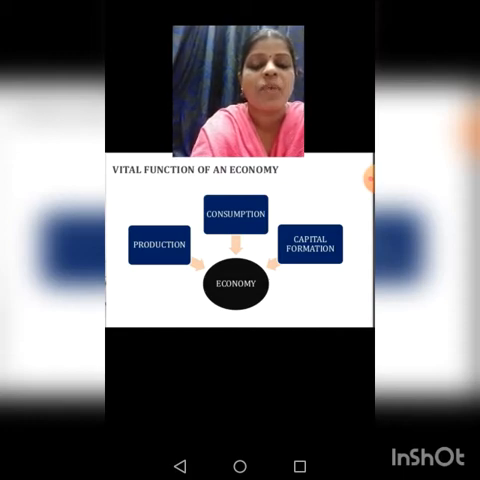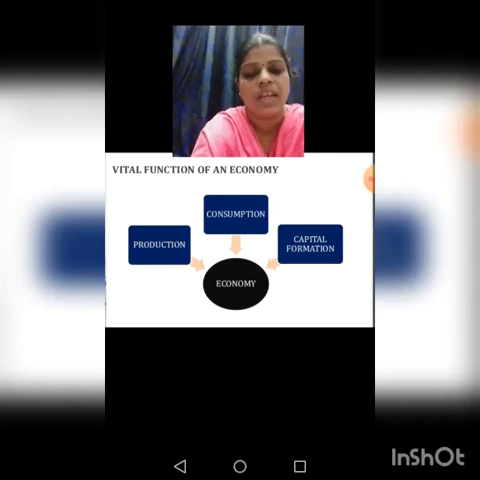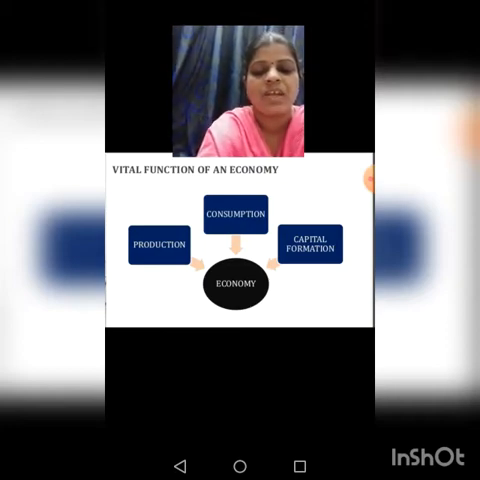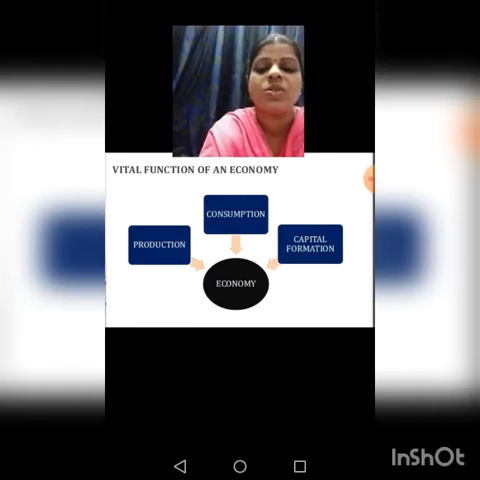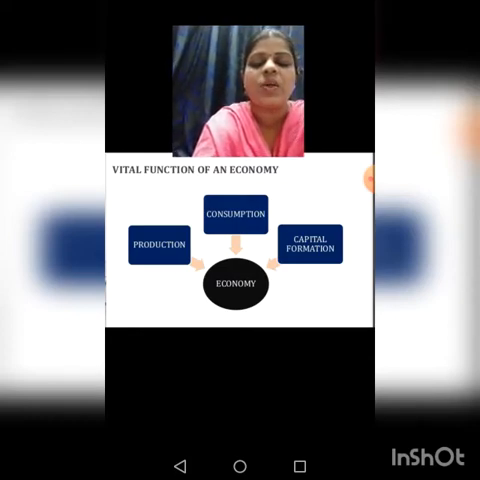Capital formation means accumulation of more and more money in an economy. Or we can call it an investment also, a form of investment. So again this is cyclical: the investment leads again to production, and production leads to consumption, and the consumption again leads to capital formation. So here in this economy, in this system, these are all interlinked in one or another manner.